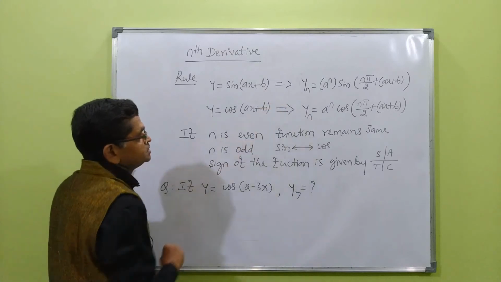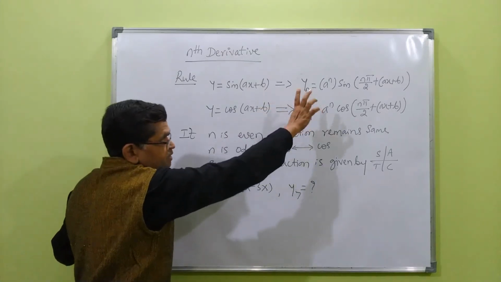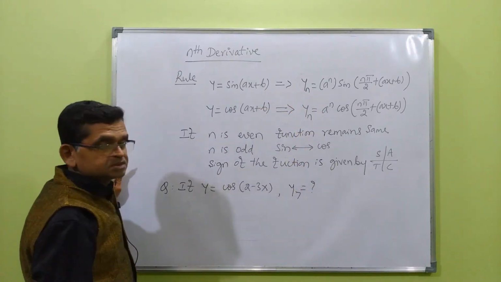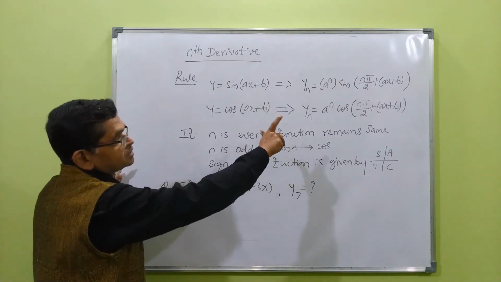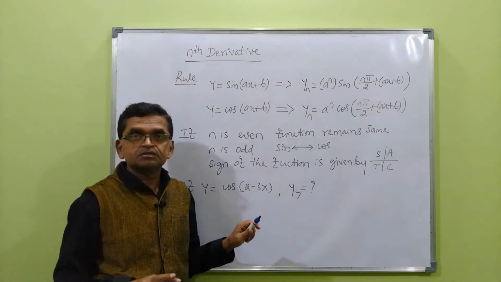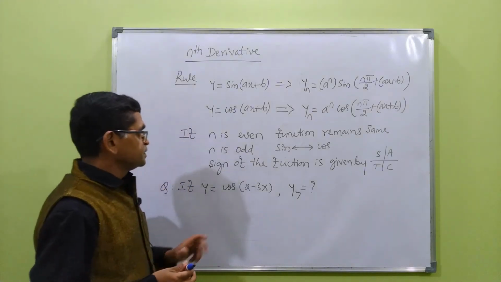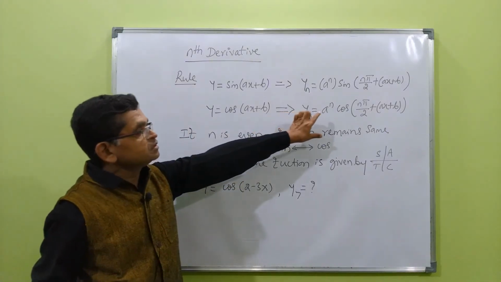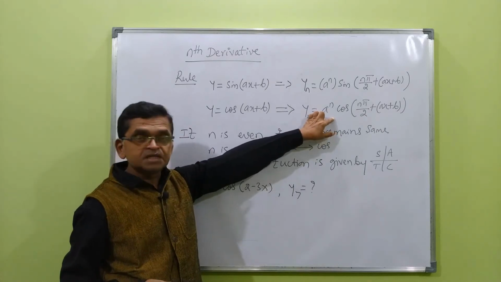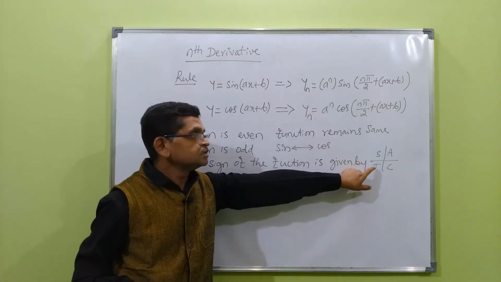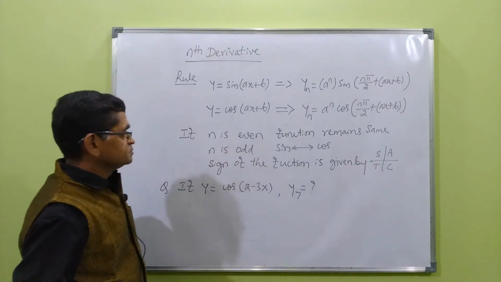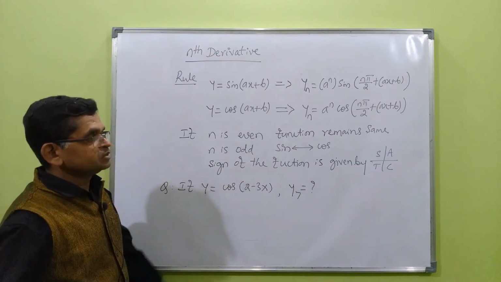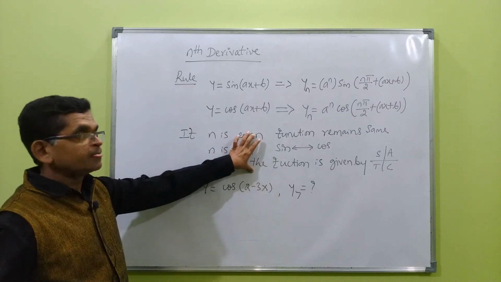But if n is even, the function remains same. Sine remains sine, cos remains cos. But if n is odd, then that reverses. Sine changes to cos, cos changes to sine. The sign of the function is decided by the rule ASTC. Okay. I hope you understand this.